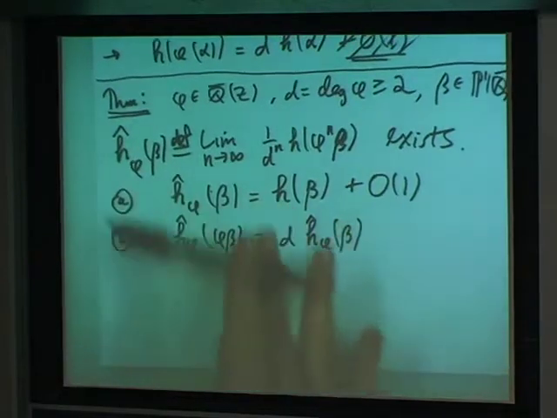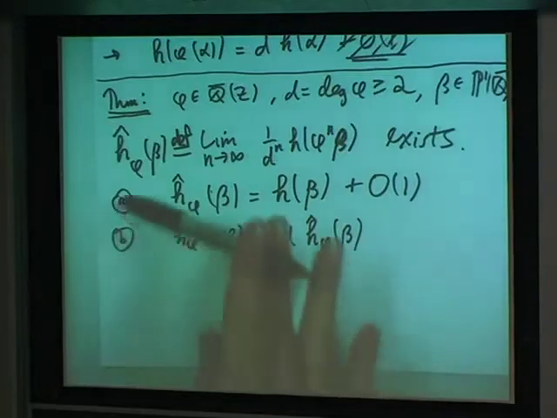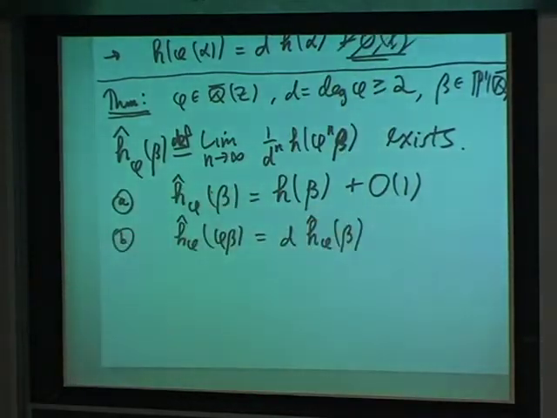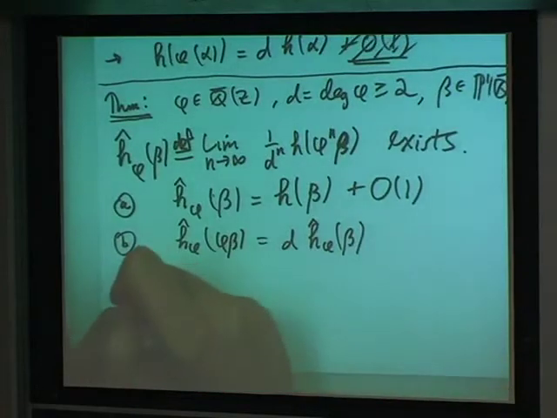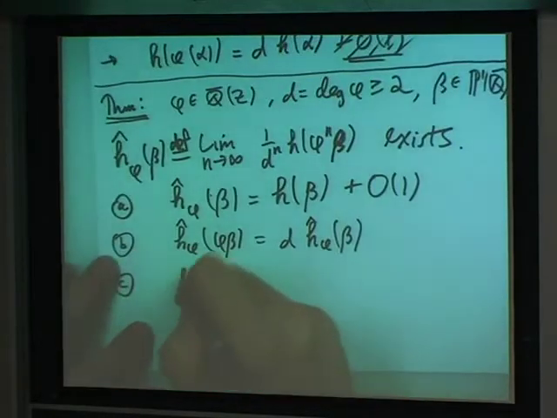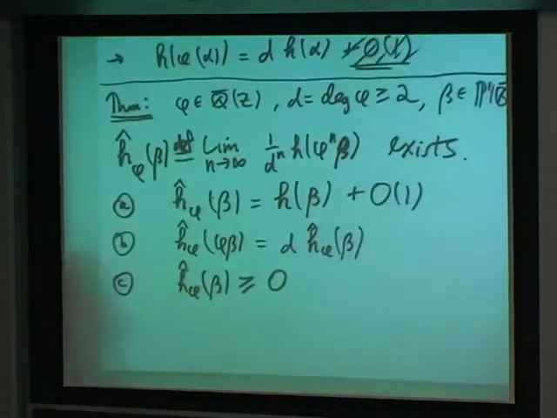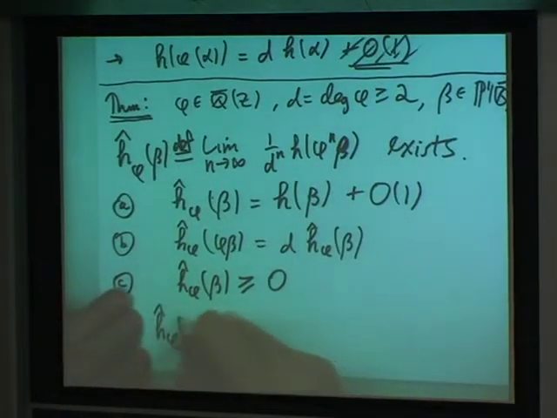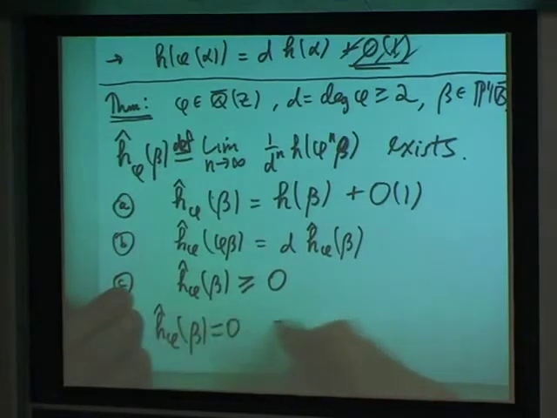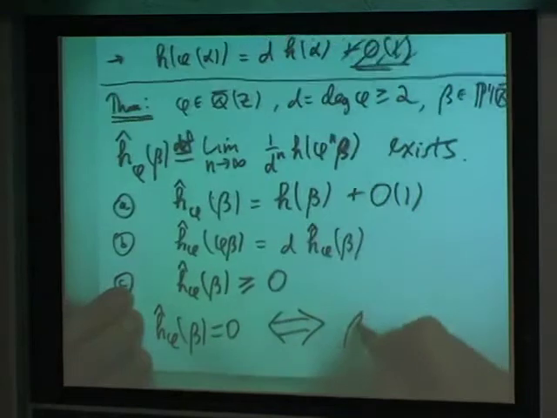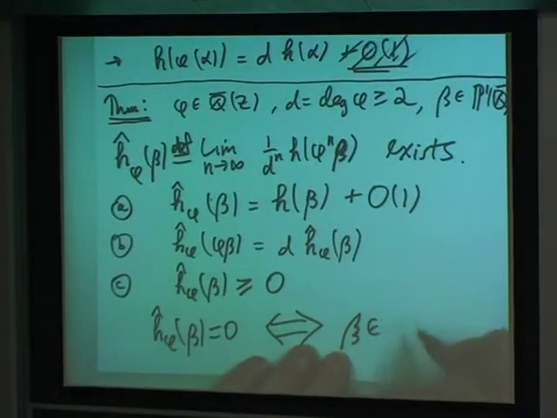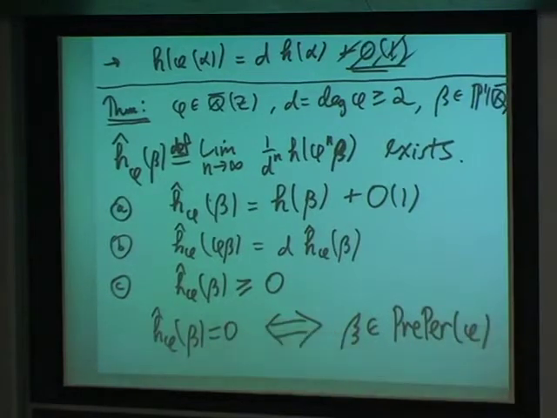But A and B here, in fact, characterize it. There's at most one function, h hat of phi, satisfying A and B. And further, a trivial observation is that the canonical height's non-negative since it's a limit of non-negative quantities, so that's obvious. But it characterizes the pre-periodic points, in fact. So the pre-periodic points are exactly the points whose canonical height is 0.